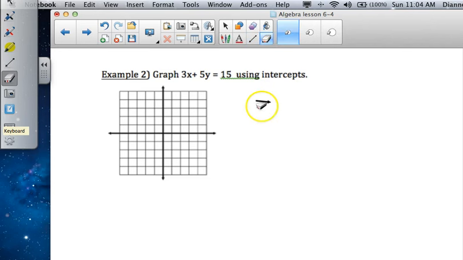All right, so back we are. And oh my goodness, get this erased.